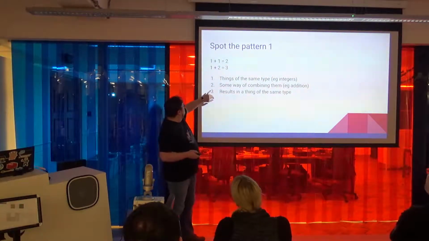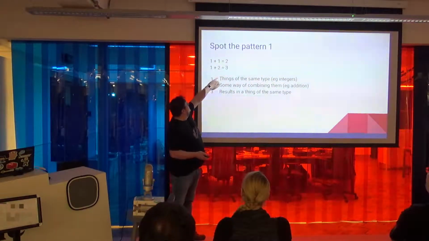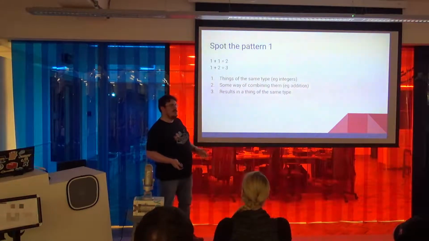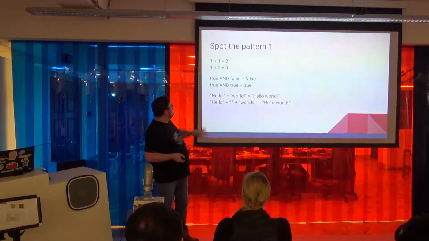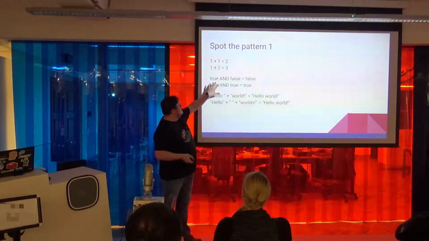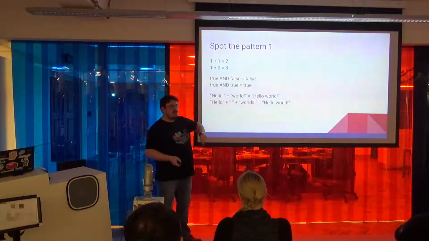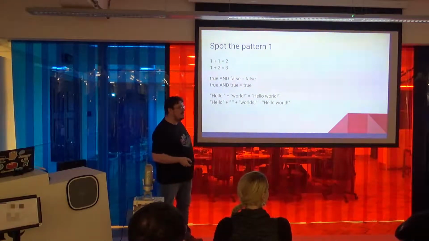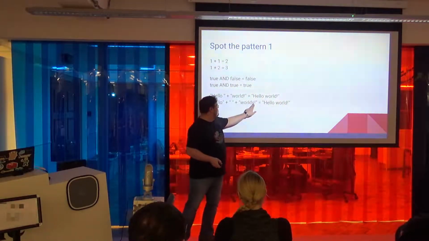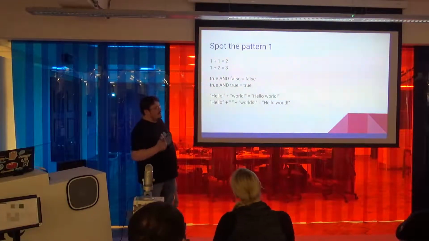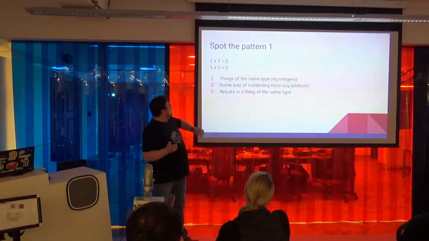They all follow the pattern that they are things of the same type, like we've got a few integers here, some way of combining them, in this case addition, and that results in something of the same type. So that holds true for these other ones here. As well as the integers and addition, we've got booleans and the logical and, and strings and concatenation. The last one is missing an S. Pretend that's not there. Like I said, work in progress. Yeah, so that is a pattern there.